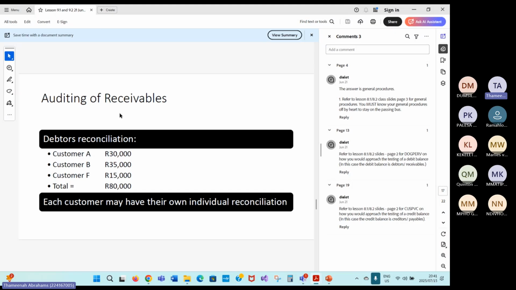You're going to get no marks when you're answering a question on substantive procedures on a specific debtor or a specific creditor. If they're saying do a substantive procedure for creditor X or for debtor B, then you must only audit that specific debtor or creditor. And how do you audit that debtor and creditor? Remember, you have a debtor or creditor statement for that specific one. So you're going to say, inspect the debtor statement for debtor XYZ, or inspect the creditor statement for creditor XYZ.